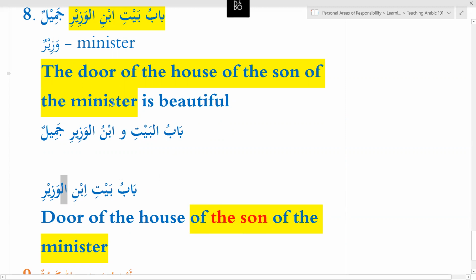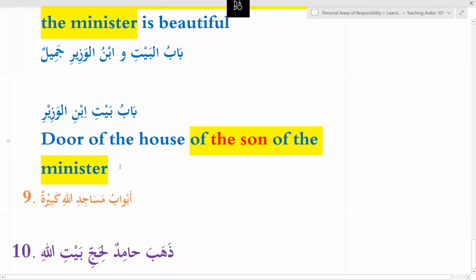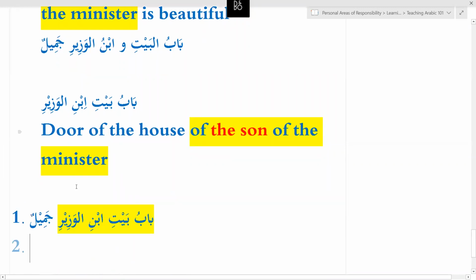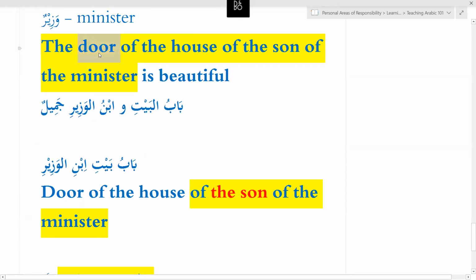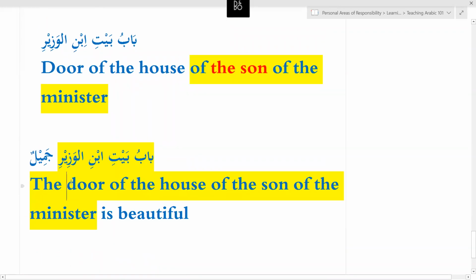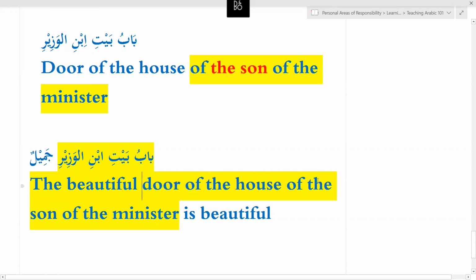I understood. Very cool. Now this sentence is good. Now last question before we close. How do I say, now this is what this sentence means: the door of the house of the son of the minister is beautiful. Now how do I say, the beautiful door of the house of the son of the minister is new? How do I say this sentence?